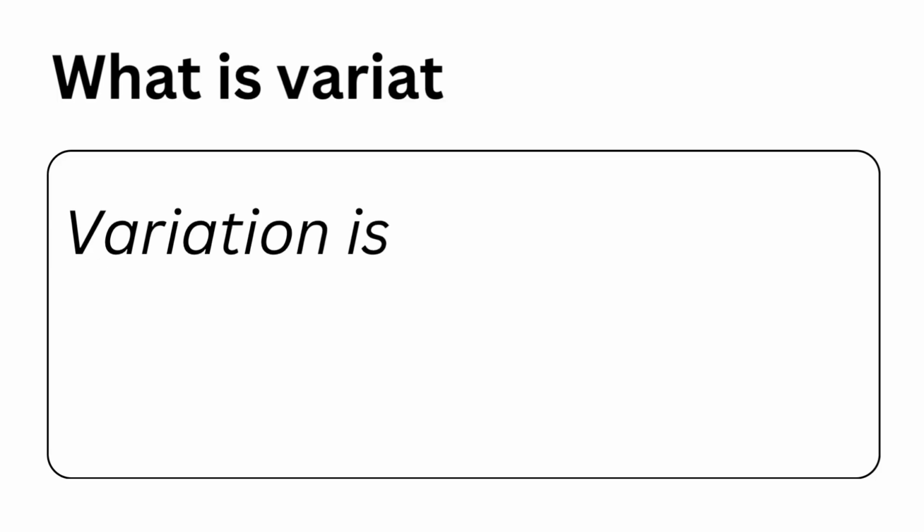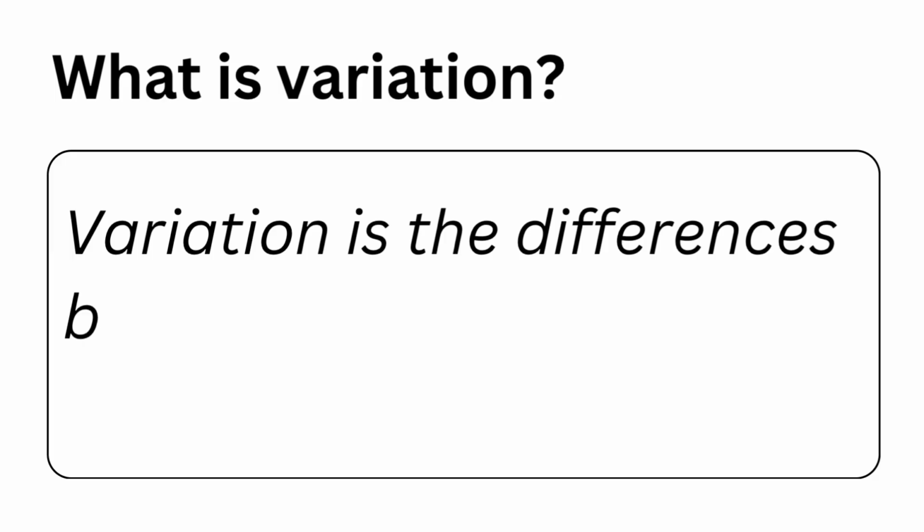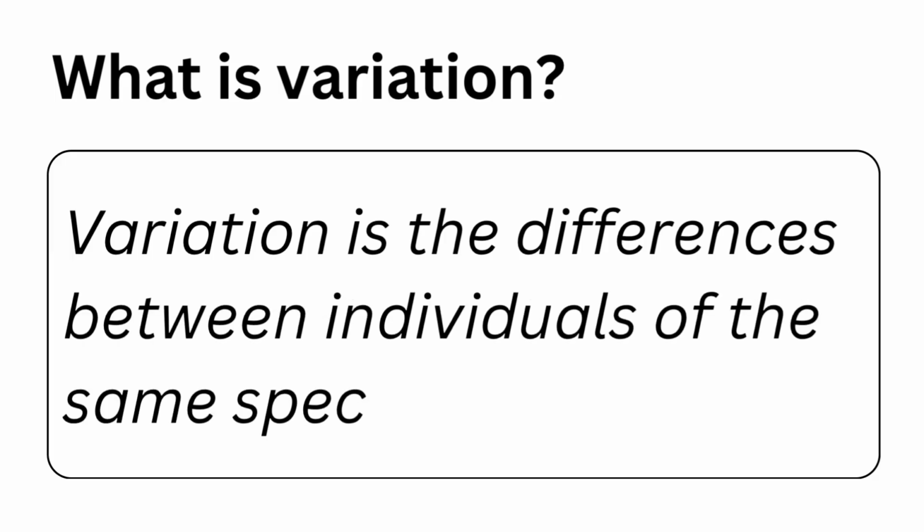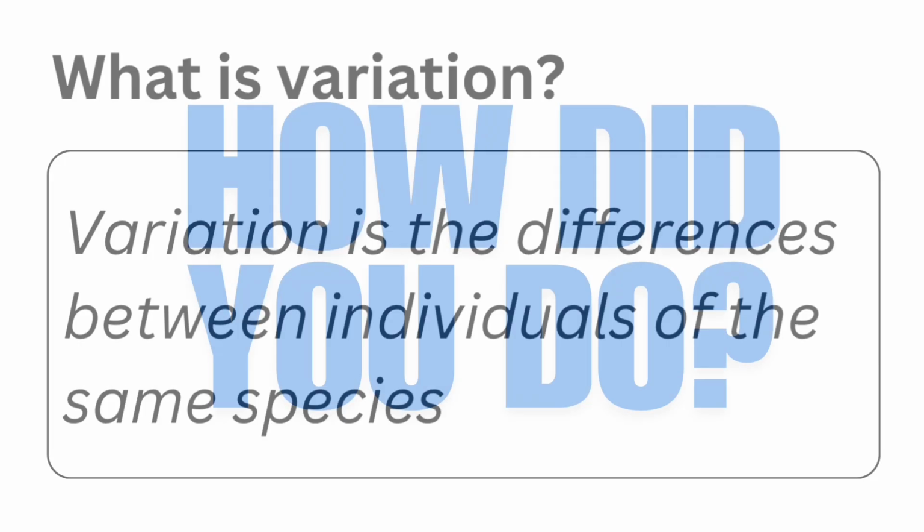So here's an example answer. Variation is the differences between individuals of the same species. So get 1 mark for differences, 1 mark for mentioning individuals of the same species or members of the same species.